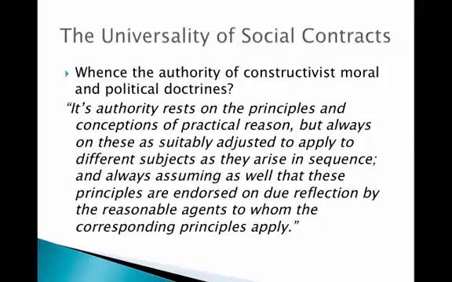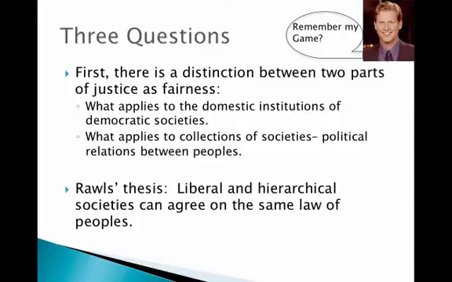So, where is the authority in constructivist moral and political doctrines? Well, its authority rests, according to Rawls, on the principles and conceptions of practical reason, but always on these as suitably adjusted to apply to different subjects as they arise in sequence, and always assuming as well that these principles are endorsed on due reflection by the reasonable agents to whom the corresponding principles apply. Alright, so this leads to 3 questions.